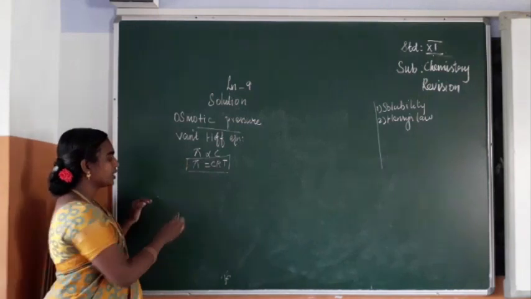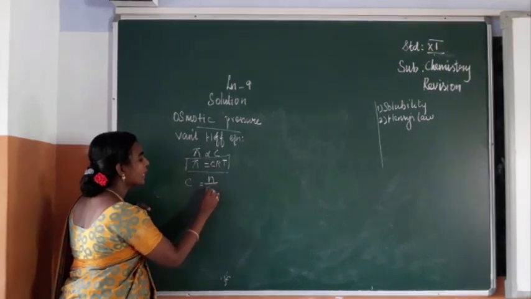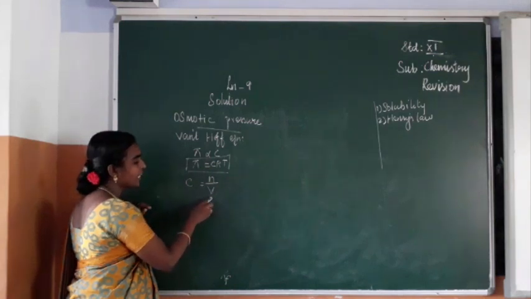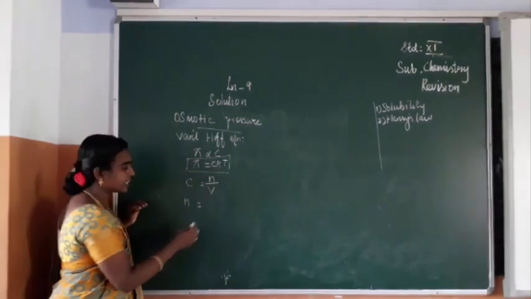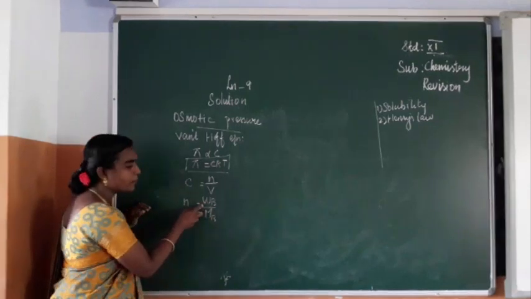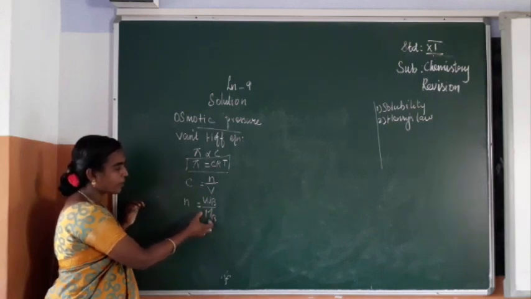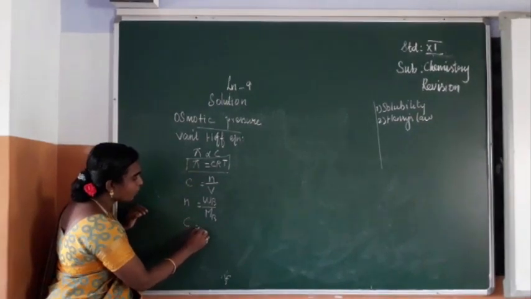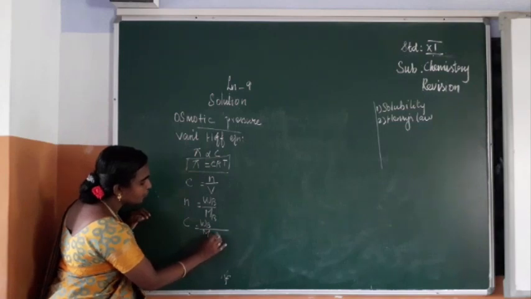When you see this equation, C, the concentration, is equal to n by V, that is the number of moles of solute divided by volume in liters. The number of moles of solute we can write as Wb divided by Mb. Here Wb stands for the weight, the amount of the solute, and Mb stands for the molar mass of the solute. So substitute this in the equation: C is equal to Wb divided by Mb into V.